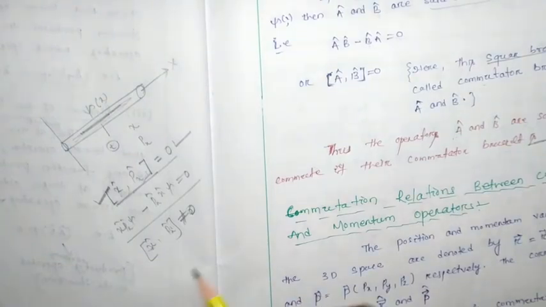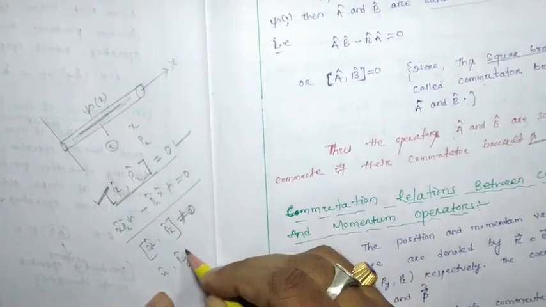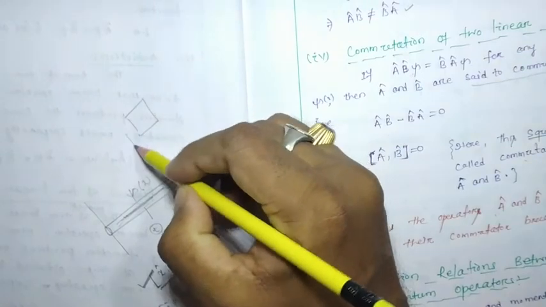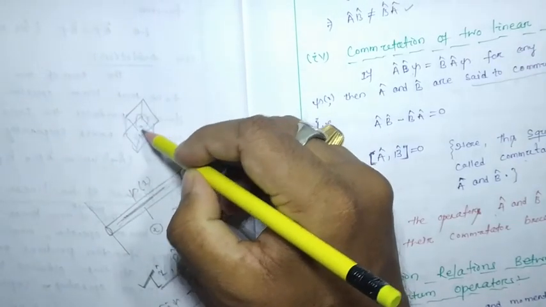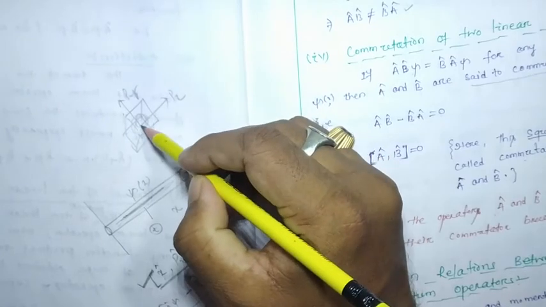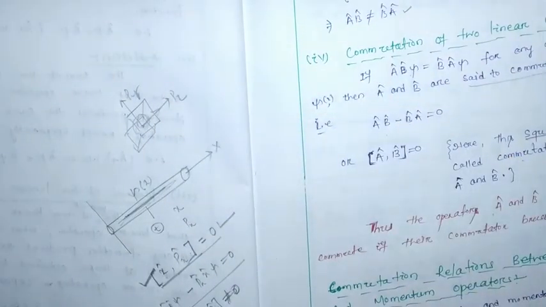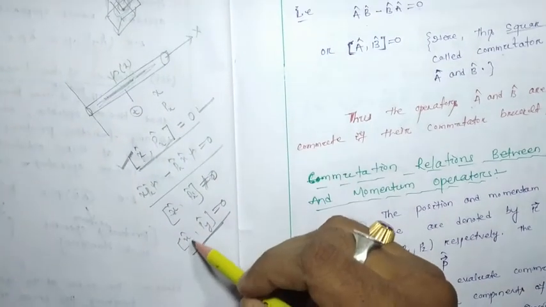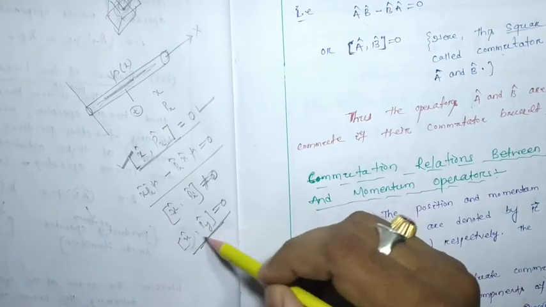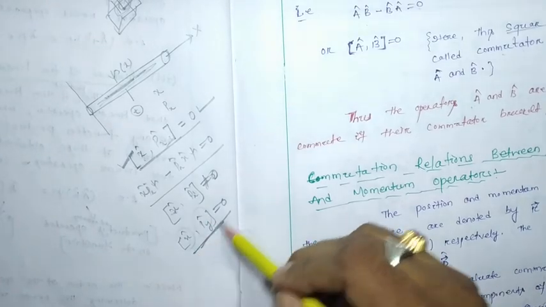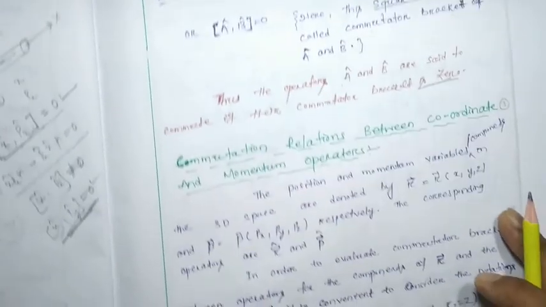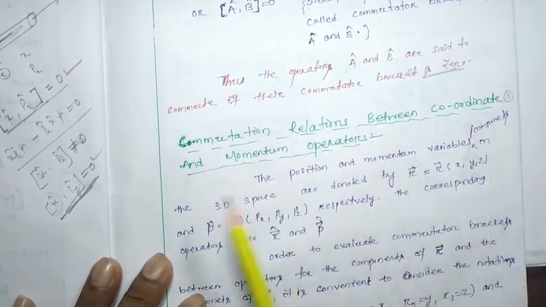But x̂ and p̂y will commute with each other. Suppose this is a 3D motion, that means the particle is moving in 3D, so it has px and py components. Along the x-axis both x and px cannot be measured accurately, but the position along the x-axis and the momentum along the y-axis can be measured accurately at a time, meaning they commute with each other. These things we will get in our next discussions, whenever we calculate commutation relations between coordinate and momentum operators.